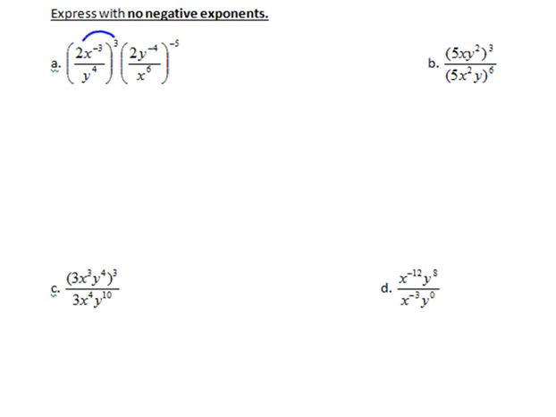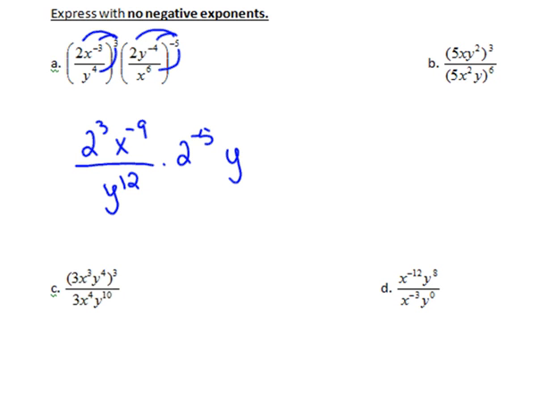So we'll make sure we distribute this exponent of 3 to all of those. So 2 cubed x to the negative 9, because we multiply those. Y to the 12, we multiply those exponents. Again, we want to distribute this negative 5 to each of those. So we have 2 to the negative 5. We'll multiply negative 4 and negative 5 gives us 20, and x to the negative 30. And here we want to express it with no negative exponents.